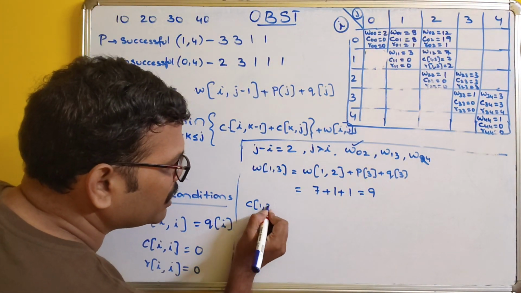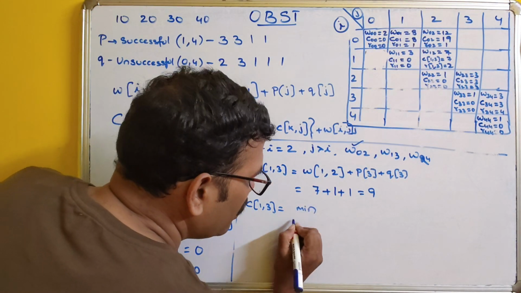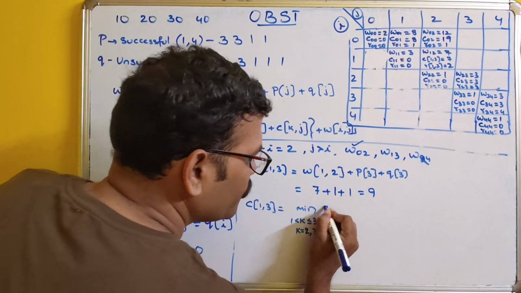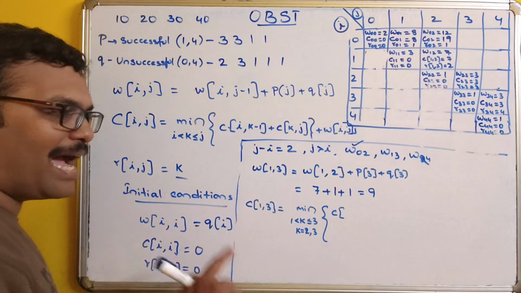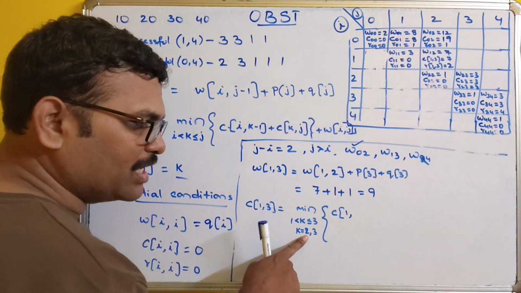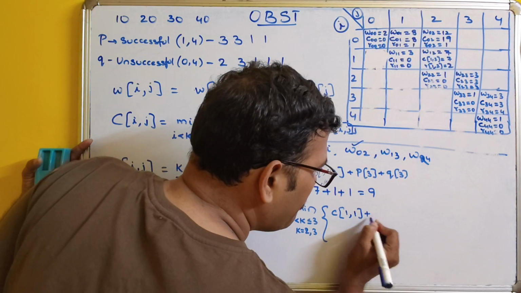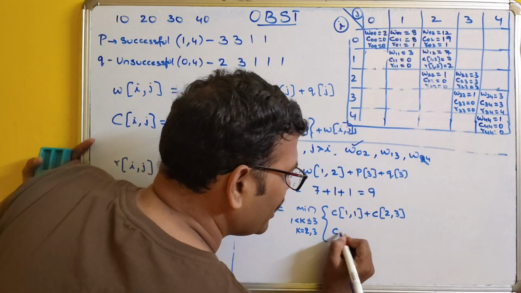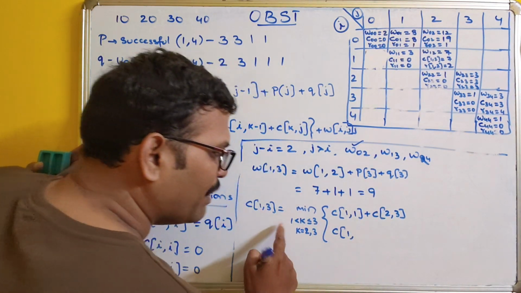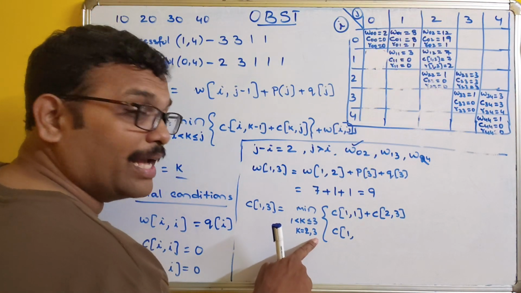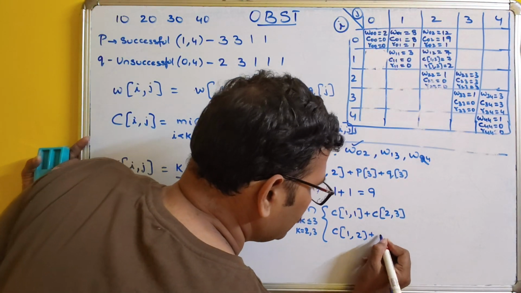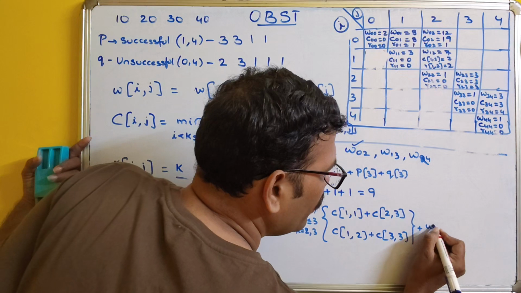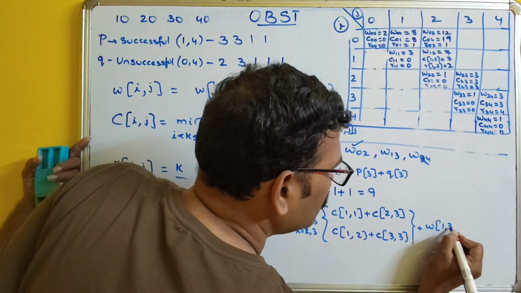So cost of 1, 3, C of 1, 3, is the minimum over 1 less than k less than or equal to 3, which holds the k values 2 and 3. So we need to find the cost C of i, k minus 1. Let us consider k as 2: C of 1, 2 minus 1, which is C of 1, 1, plus cost of k, j, which is C of 2, 3. And in the second case, let us take k as 3: C of 1, 2 plus C of 3, 3 plus the weight of 1, 3.